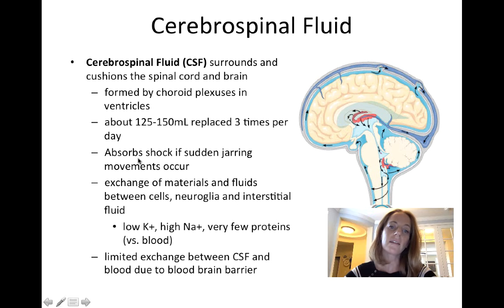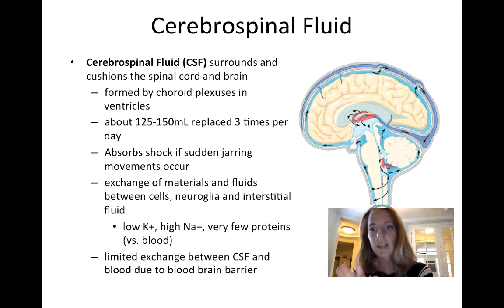Cerebrospinal fluid, one, creates a fluid cushion around the brain that will absorb sudden shock if there's any sort of jarring movement. So head trauma, stopping quickly, knocking your head on something. So very jarring movements where the brain might jiggle, the fluid keeps it from moving too much. The other way that the cerebrospinal fluid protects the brain is to have very limited exchange between the cerebrospinal fluid and the blood.